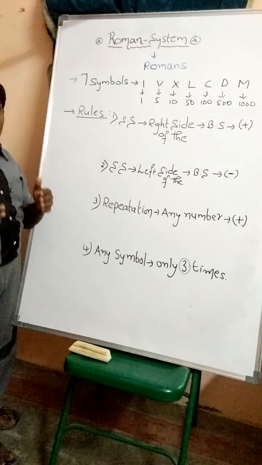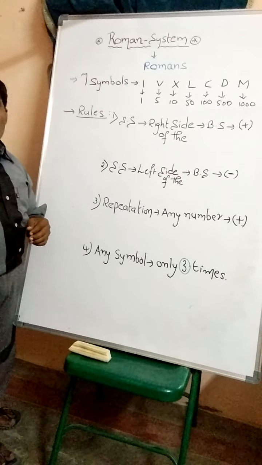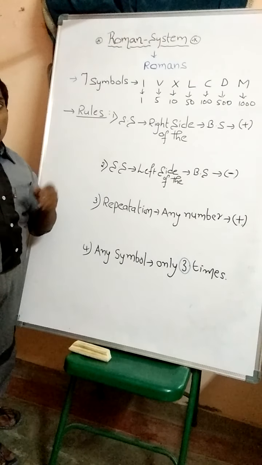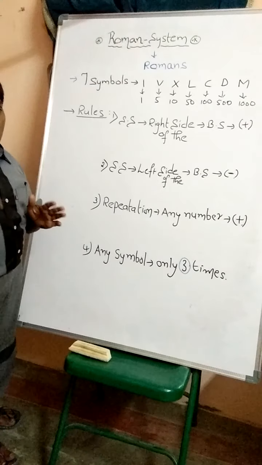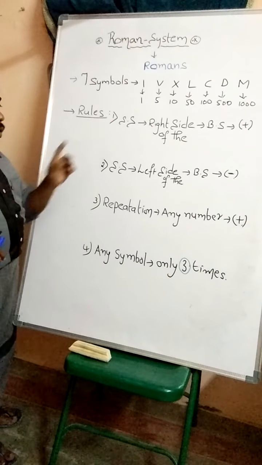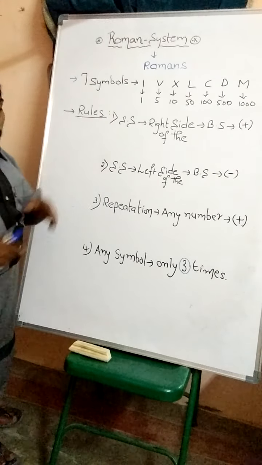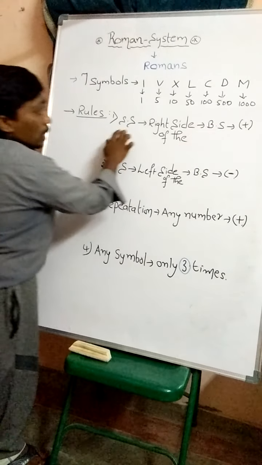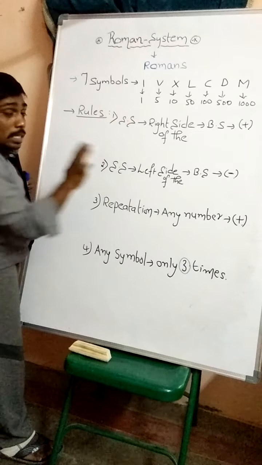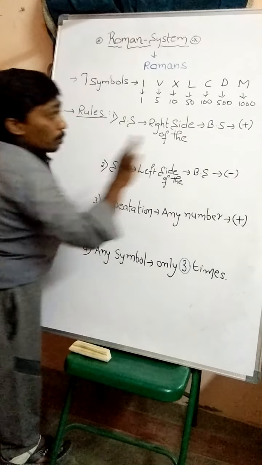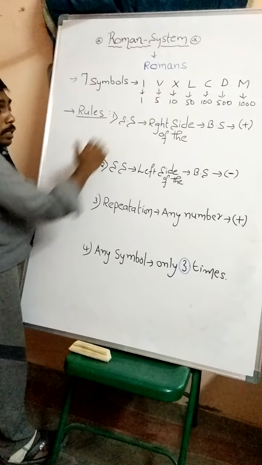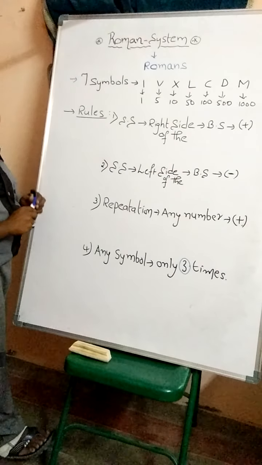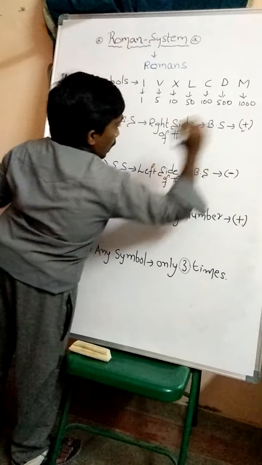Afterwards, when we write any number system, we should know the rules. Why? Because concept is the power. You should understand the concept properly. The first rule: SS means smallest symbol, BS means biggest symbol. If the smallest symbol is on the right side of the biggest symbol, then the result is addition.